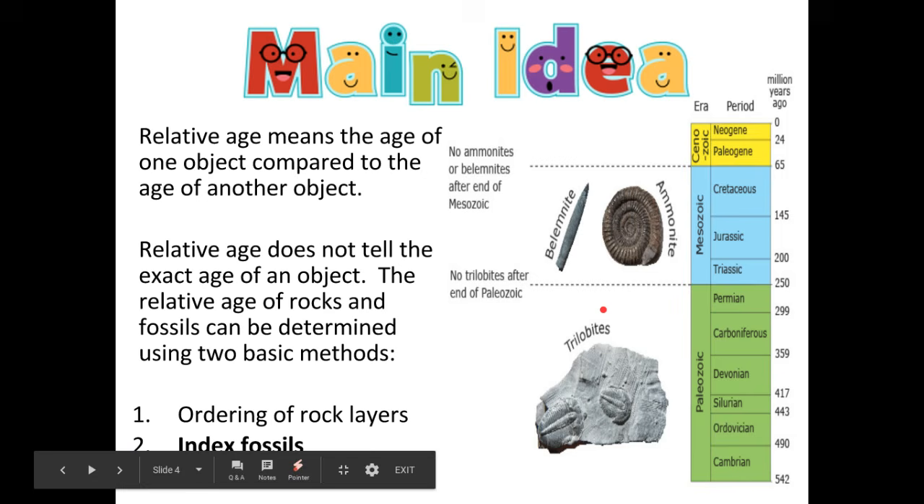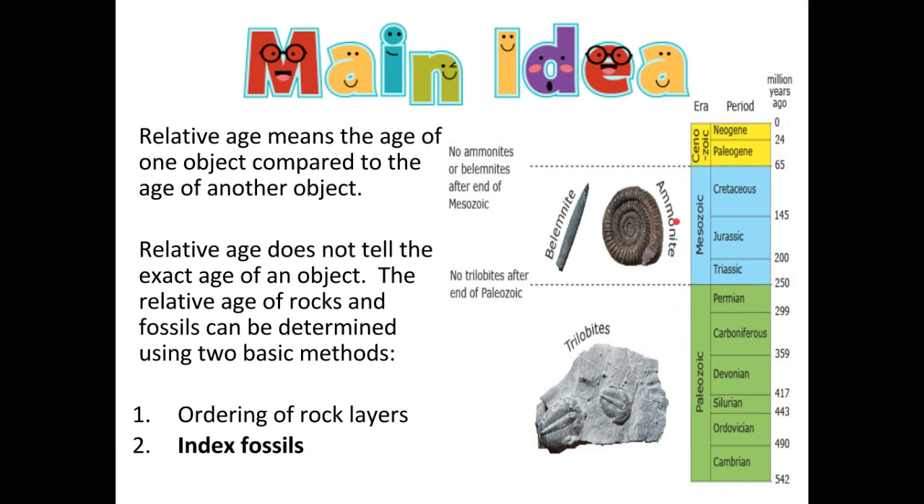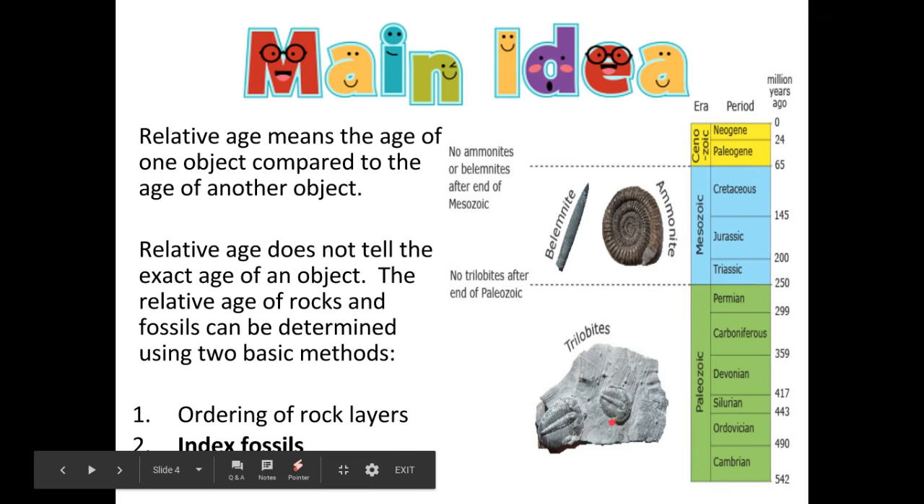For example, if we find an ammonite fossil in rock layers, we know that those rock layers must be approximately 65 million years old, approximately the age of the dinosaurs. And if we find trilobite fossils, we know that those rock layers and the fossils nearby must be about 521 million years to about 240 million years old. So those are relative ages, those are approximate ages.